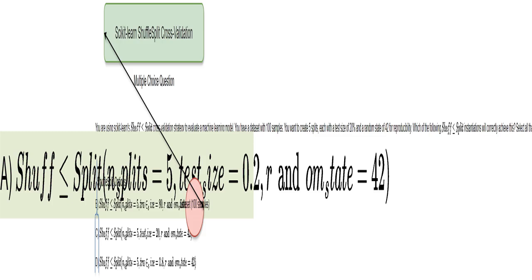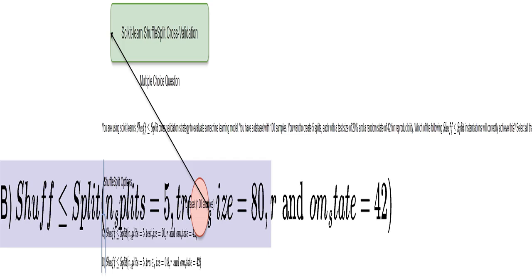This option sets up ShuffleSplit correctly. I specify 5 splits, n_splits equals 5, a test size of 20%, test_size equals 0.2, and a random state of 42, random_state equals 42. Here, I'm specifying the training size directly as 80 samples. ShuffleSplit is smart enough to figure out that the remaining 20 samples should be used for testing. This is another correct way of setting it up.